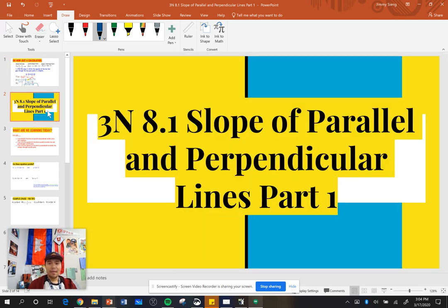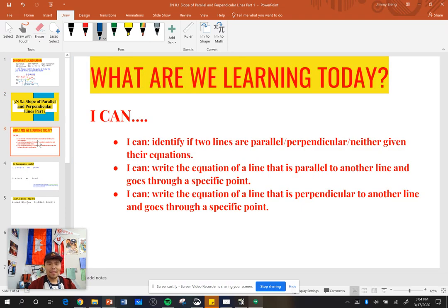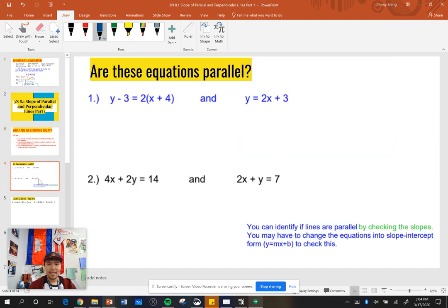All right, so again, today we're learning slope, parallel, and perpendicular lines, okay? You should be able to identify 2 lines that are parallel or perpendicular or neither, and then write an equation for the ones that are parallel and write an equation for ones that are perpendicular. Should be a really easy lesson, and hopefully I'll try to get through this quick, right?